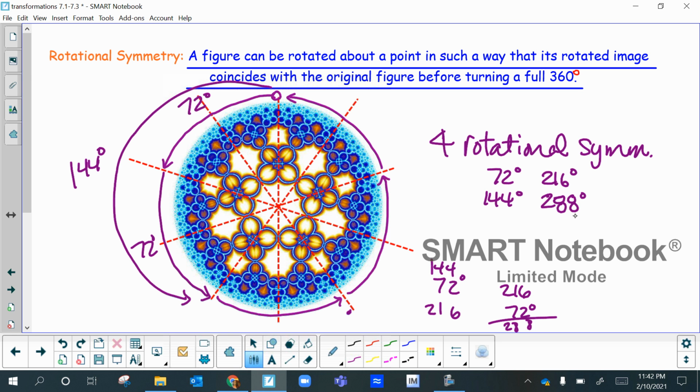All right, and that's rotational symmetry. So I'm going to give you some figures, and I'm going to ask you to identify how many rotational symmetries there are. All right, that is it. This is a short, quick lesson.